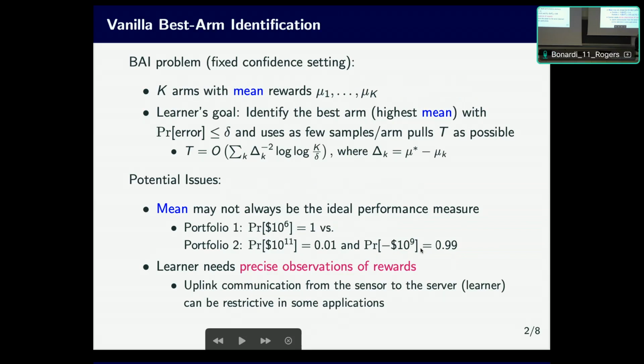Another issue is that typically in the setting for best arm identification, the learner needs the precise observation or realization of the rewards. But in a lot of applications, this is not a very realistic setting because the uplink communication from the sensor to the server or learner can be very restrictive due to the uplink communication bandwidth.